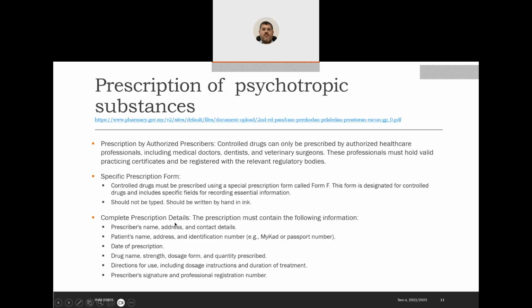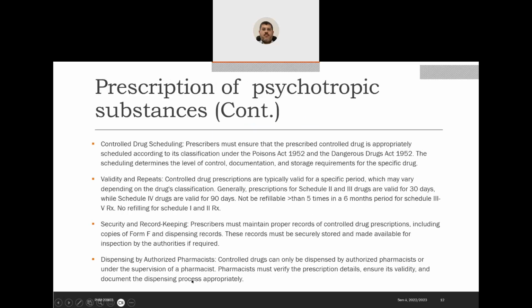Then it should have complete details about the prescriber's name, address, and contact details; the patient's name, address, and ID number; the date of prescription; drug name, strength, dosage form, and quantity prescribed; directions for use, including dosage instructions and duration of treatment; and the prescriber's signature and professional registration number. Okay? There must be a signature of the prescriber.